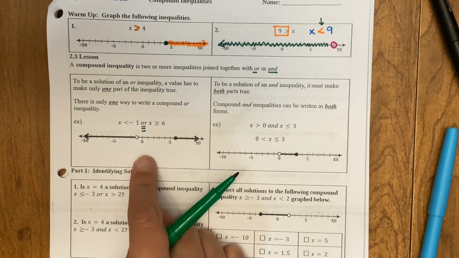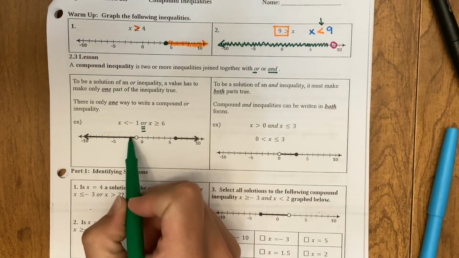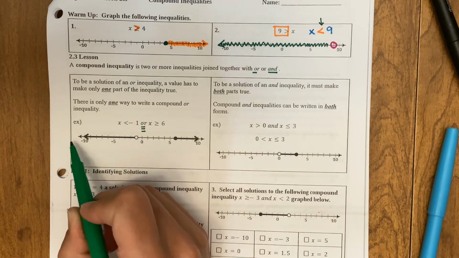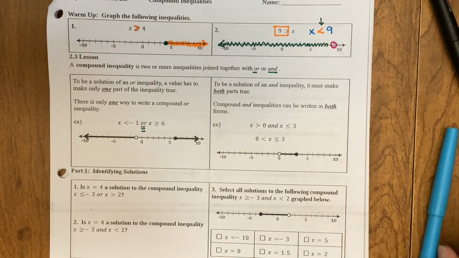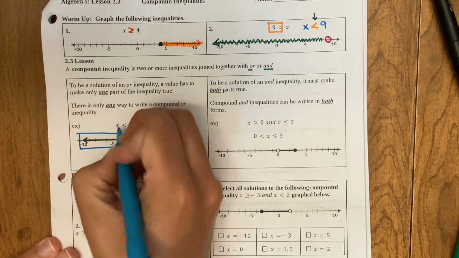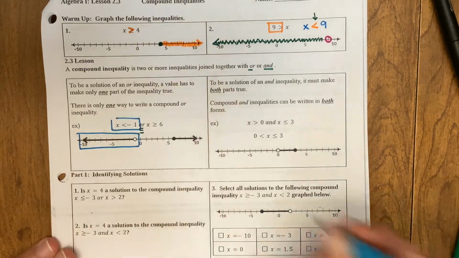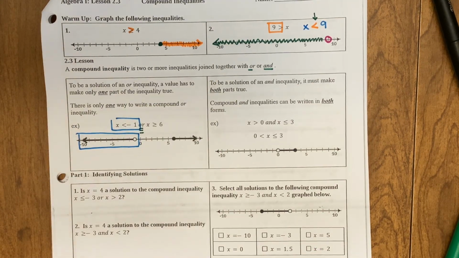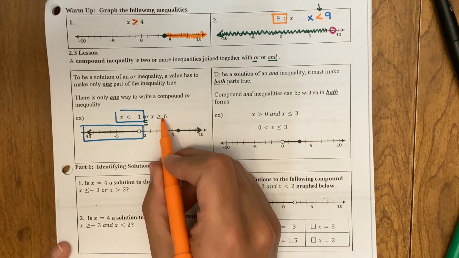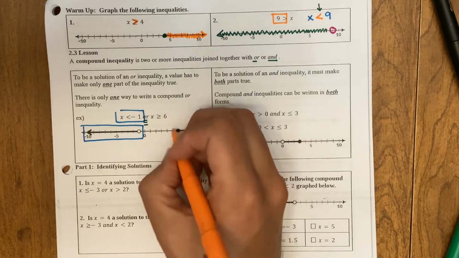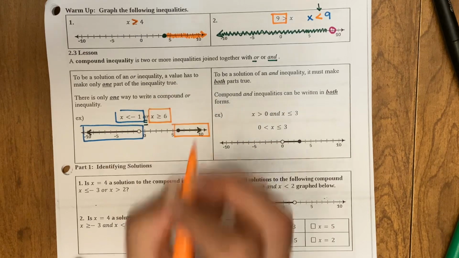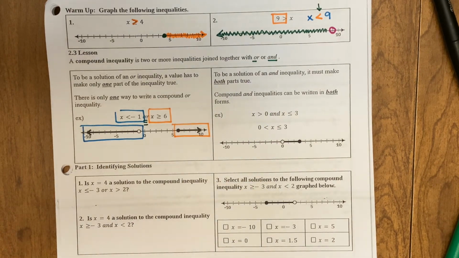So if you look at my graph, I have an open dot on my -1 because it's not equal to, and my arrow is pointing to the left, so I shade to the left. So right now, this section right here represents this inequality. I also have a bubble on my 6, because there's my 6. It is closed because of the equal to, and it's shaded to the right. This inequality graph is working with my orange box.